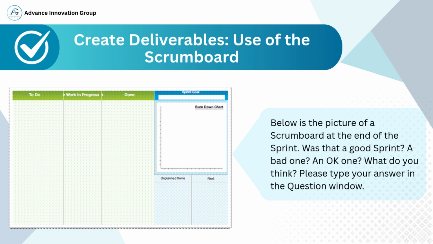It suggests that no tasks were moved or completed. Possibly, work was not started or not tracked properly. Team collaboration, planning, or execution may have failed during the sprint. This Scrum Board raises serious concerns and prompts a reflection.